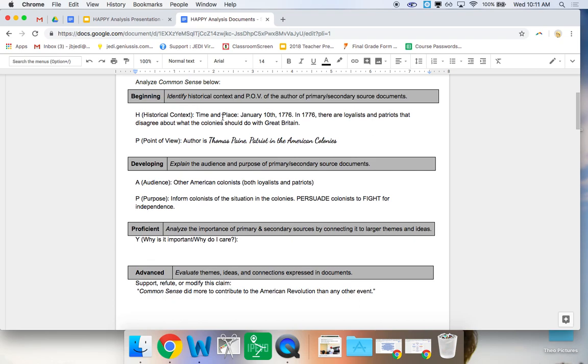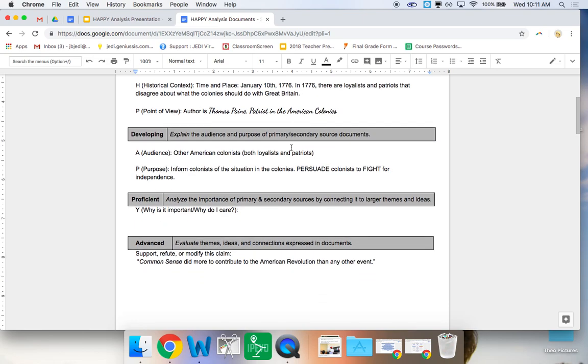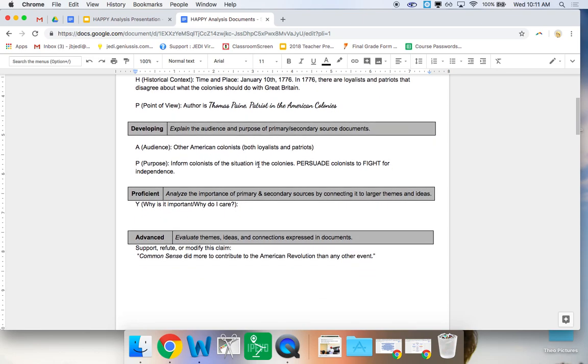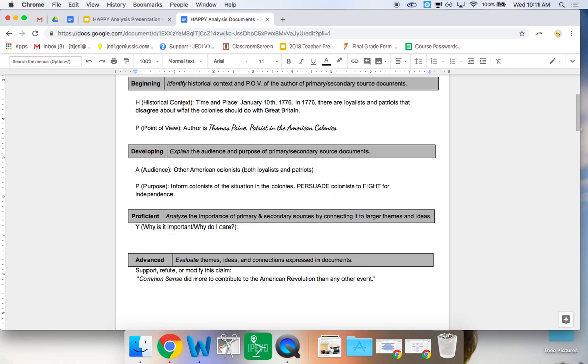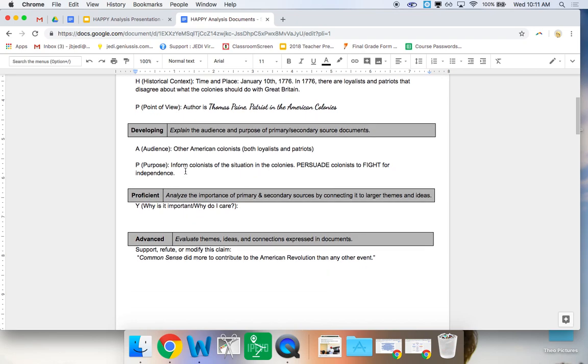So let's verify. Am I correct up here? Yes, it's written in January 10th by loyalists and patriots are disagreeing about it, because he's talking both to loyalists and patriots. So the audience here, other American colonists, both. That's correct. I'm going to keep that. The point of view is Thomas Paine. He's a patriot in the American colonies. The purpose, inform of the situation and persuade them to fight for independence. So I verified after I read it that all of that is correct. I've got my beginning level skill. I've got my developing level skill.